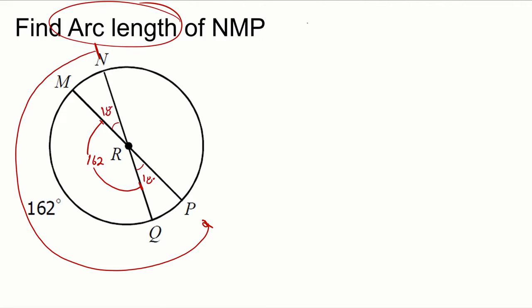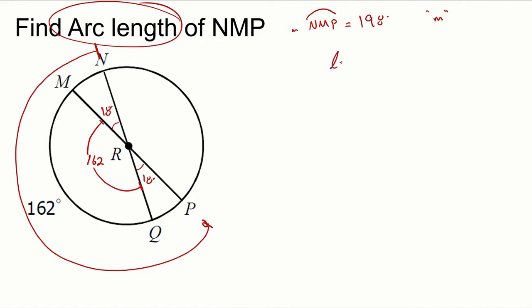And so we can say that the measure of arc NMP is going to equal, well, we simply have to do 162 plus 18 plus 18. So 162 plus 18, that's how we got 180, plus another 18 gives us 198. So the arc measure, or our quote-unquote little m that we have, is 198, right?